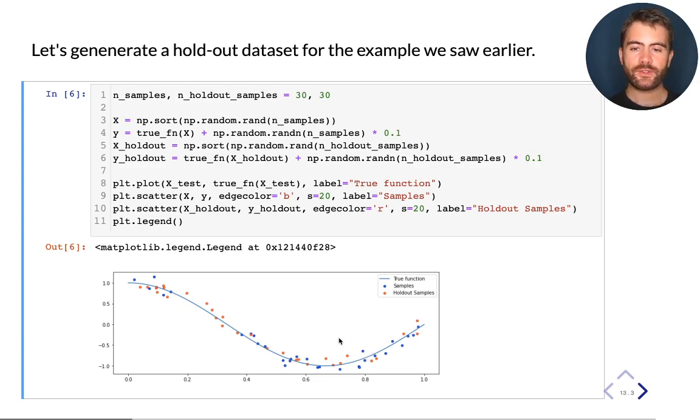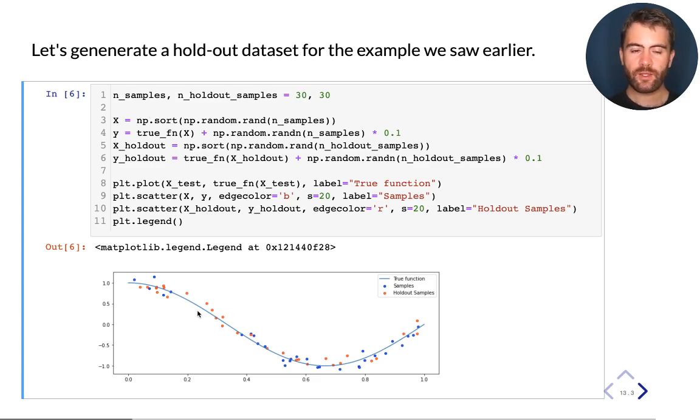But now in this example, I also generated an additional set of samples which are in red. And these are holdout samples. They are collected from the same distribution, but they are disjoint from the blue data set. They represent a different set of points.